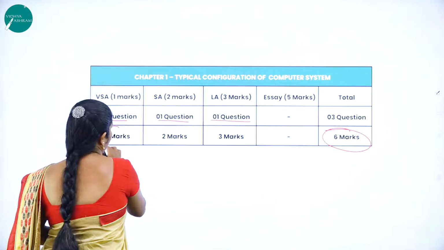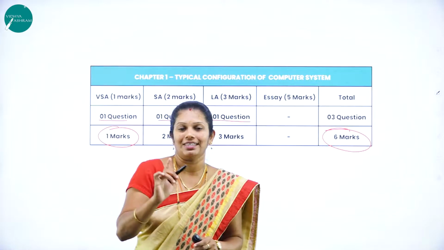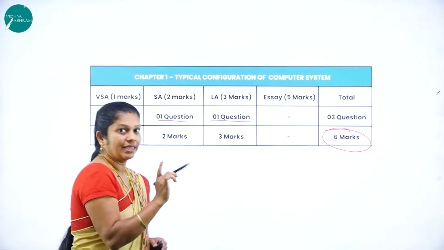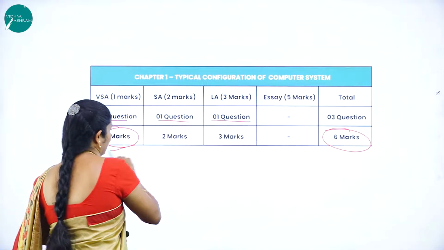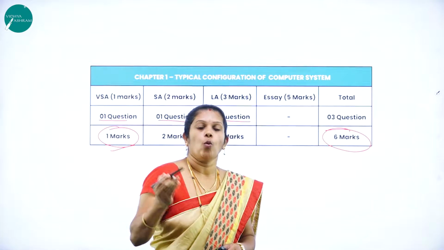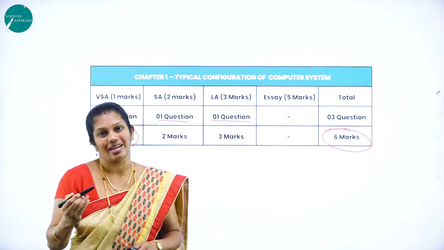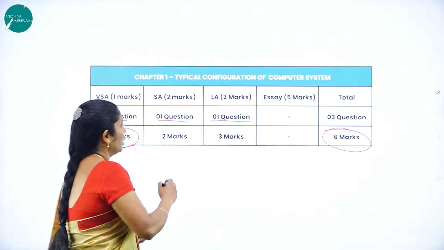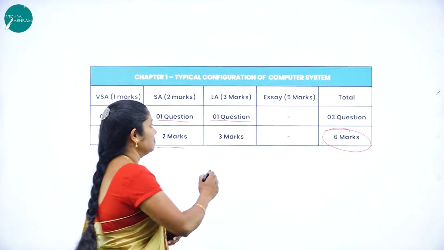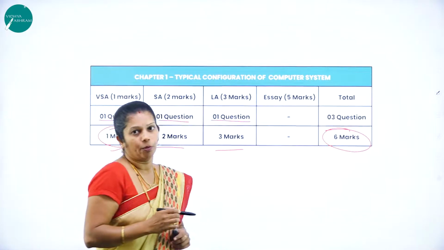In part A, 1 question. So in the final exam also, you will get only 1 question in part A, that is the first question. There, they may ask regarding the expansion, what we mean by slot, what we mean by port, like that. Whereas in part B, they will ask the components. In part C also, they will ask the components.